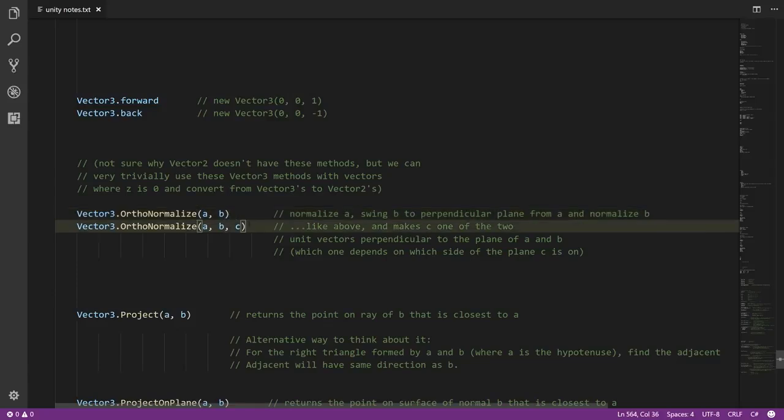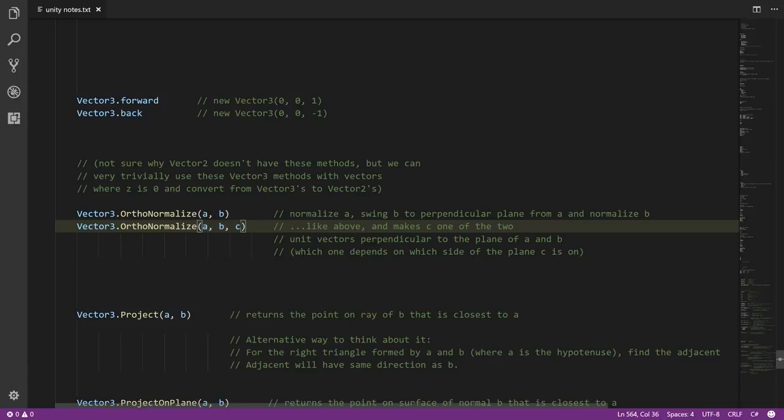The second overload does the same thing, but then for C, the third vector argument, orthonormalize will mutate this into a unit vector that's perpendicular to both A and B. So this is like adding in a third perpendicular axis. Adding in a unit vector that's perpendicular to both of those, well, there's 2 possible choices. And of course, those 2 vectors go in opposite directions. So the question is, well, which of those 2 possibilities will orthonormalize choose?